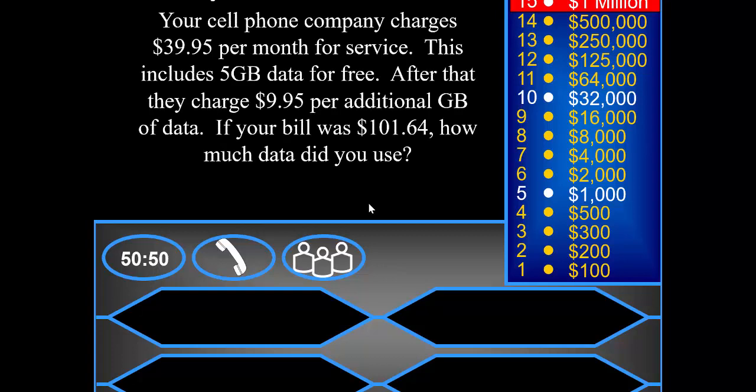It's a word problem, one that's going to be similar to the one that we had on the celebration of knowledge. Your cell phone company charges $39.95 per month for service. This includes 5 free gigabytes of data. After your 5 gigabytes, they're going to charge an additional $9.95 per gigabyte. If your final bill came out to be $101.64, how much data did you use this month? A) 6.2 gigabytes, B) 11.2 gigabytes, C) 8.4 gigabytes, or D) 12.2 gigabytes. Go ahead and pause the video, work this one out, and let's see if you win $1 million.